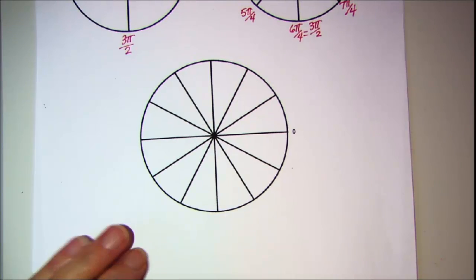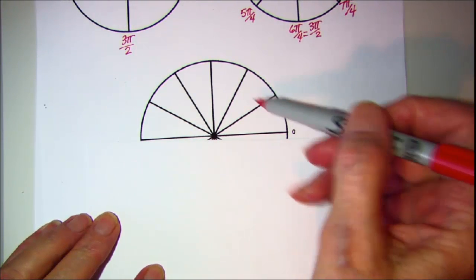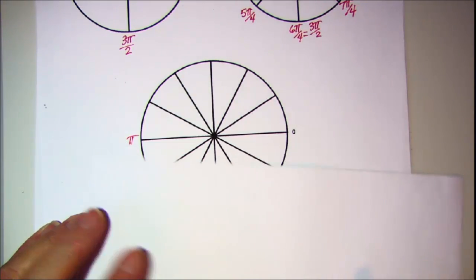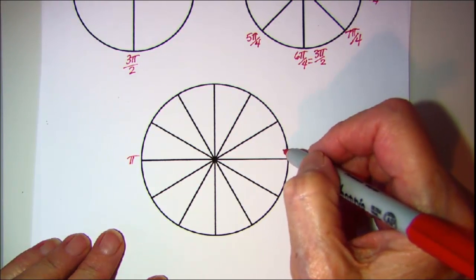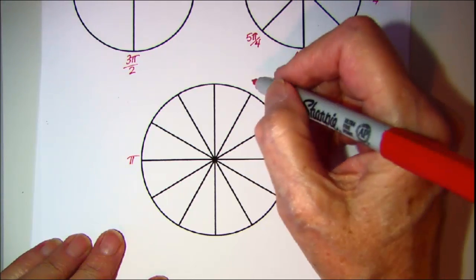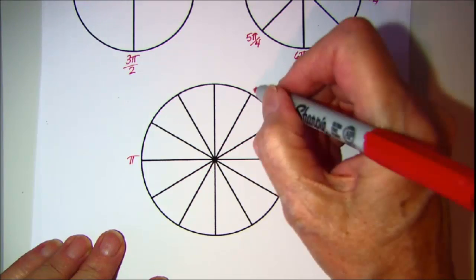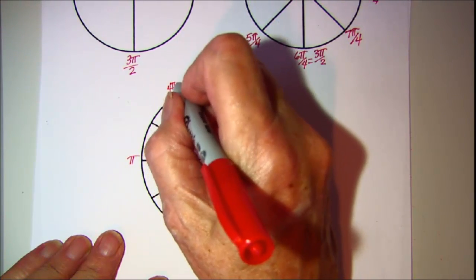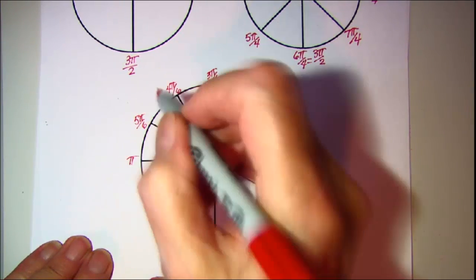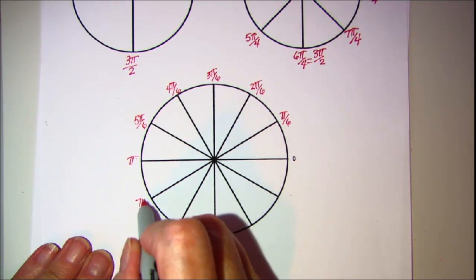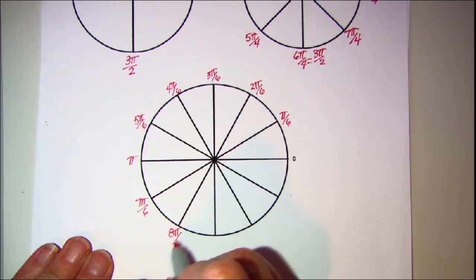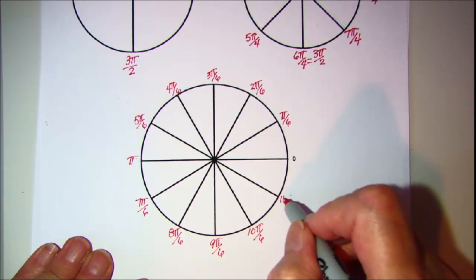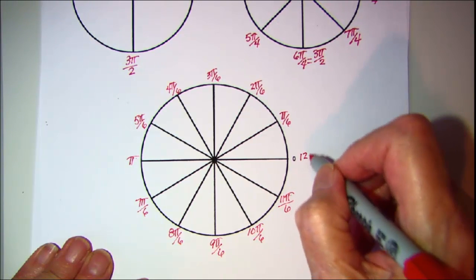Let's look at this. We can see this time that our semicircle is divided into 6 equal parts. Again, 0 is over here, and this is pi. So each part is going to be 1/6. This will be pi over 6. So 1 pi over 6, 2 pi over 6, 3 pi over 6, 4 pi over 6, 5 pi over 6, 6 pi over 6, 7 pi over 6, 8 pi over 6, 9 pi over 6, 10 pi over 6, 11 pi over 6, and 12 pi over 6.